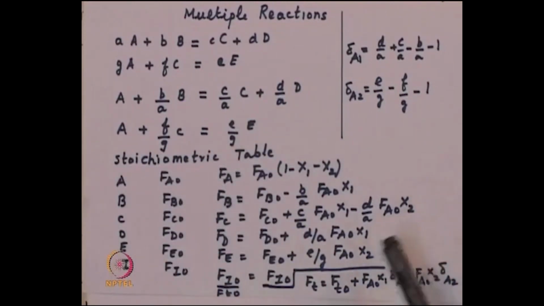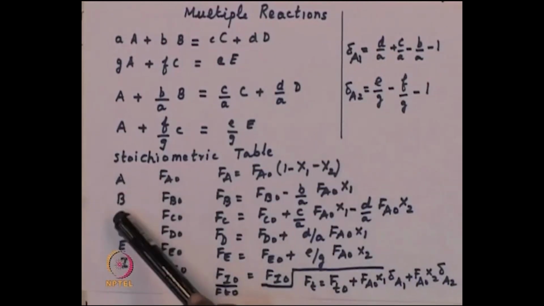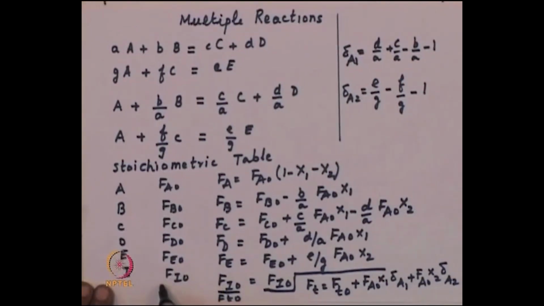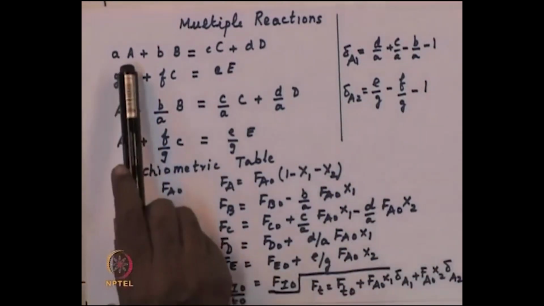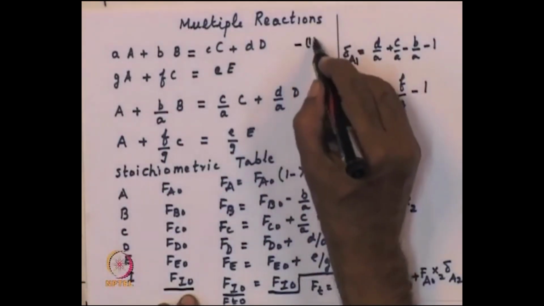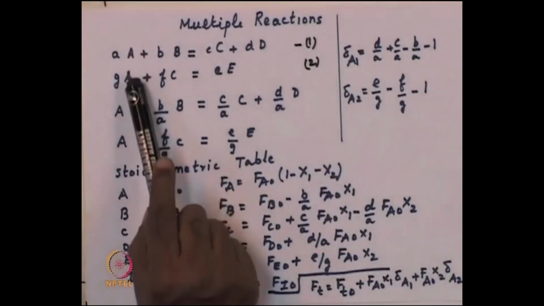When you write this stoichiometry, it shows what happens to all the species A, B, C, D, E and I and so on. These are the input values, and these are the values at any instant where the conversions are whatever they are. Since component A is reacting in reaction 1 and also in reaction 2, I have taken x 1 and x 2 to be the fraction of A that reacts in 1 and 2.